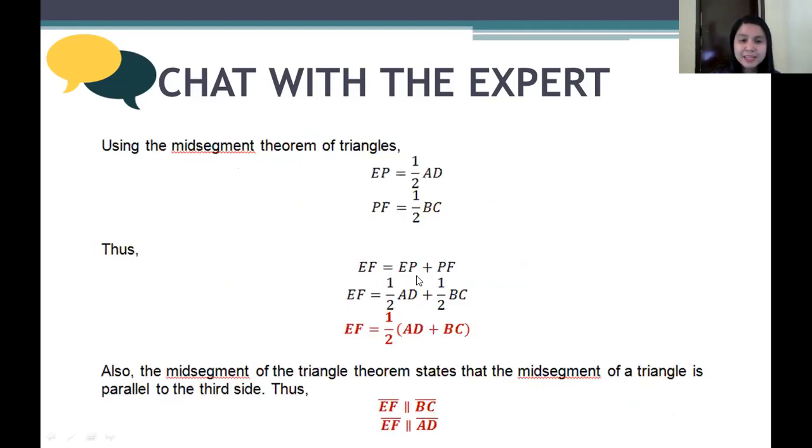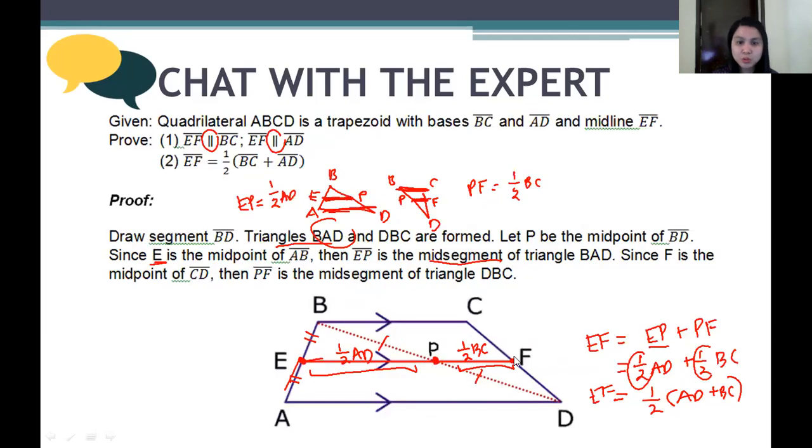Now, the mid-segment theorem states that the mid-segment of a triangle is parallel to the third side. So if EF is parallel to BC, then EF is also parallel to AD.